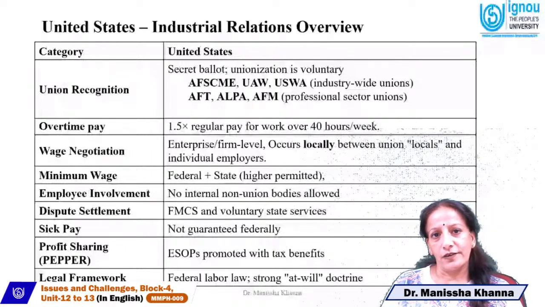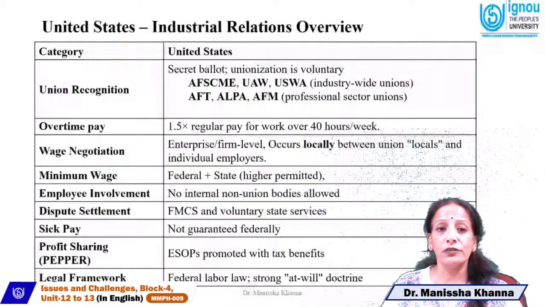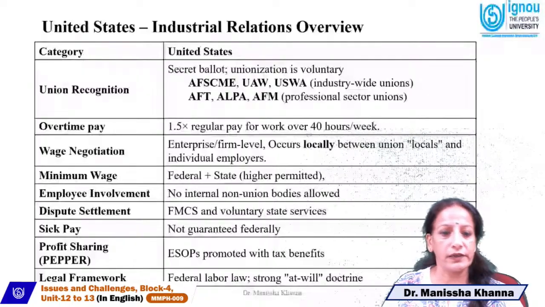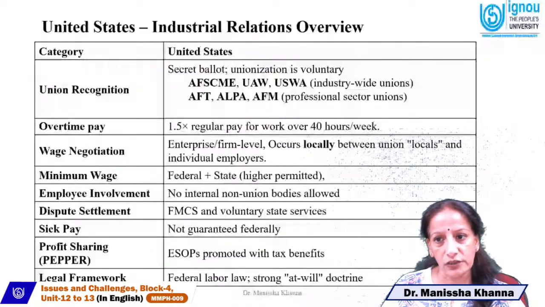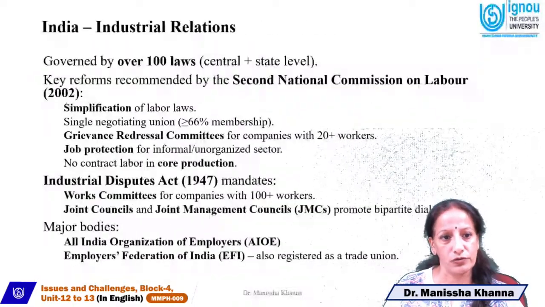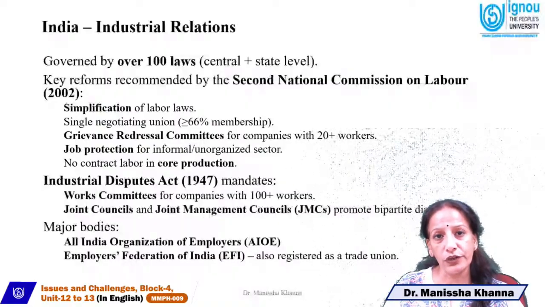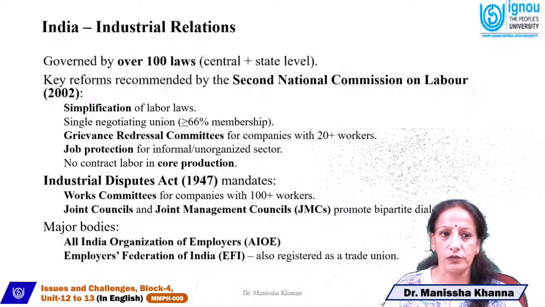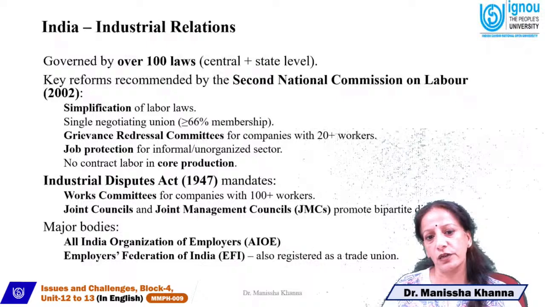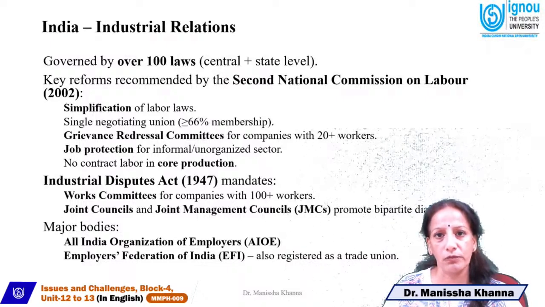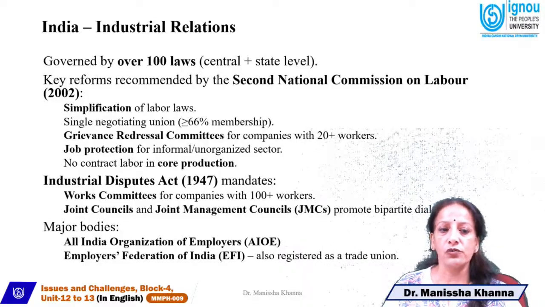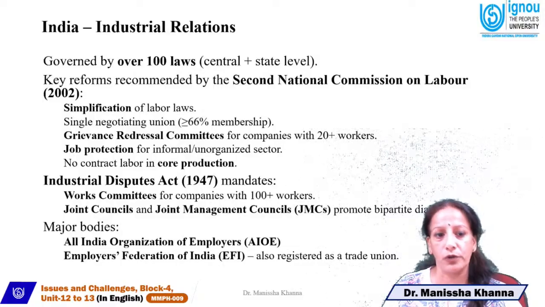Let's see what is the industrial relations in India. It is governed by over 100 laws. When we talk about IR in India, that is central and state level. The key reforms were recommended by the Second National Commission on Labour in 2002. There is a simplification of labor law, and simple negotiations with unions were made. A grievance redressal committee was made for companies with 20 plus workers. Job protections for the informal and unorganized sector were formed, and there was no contract labor in core production.